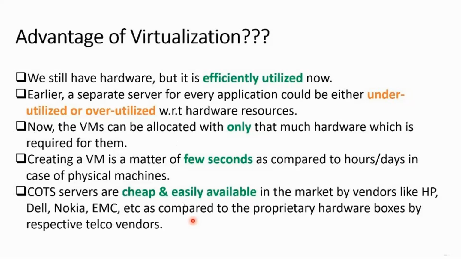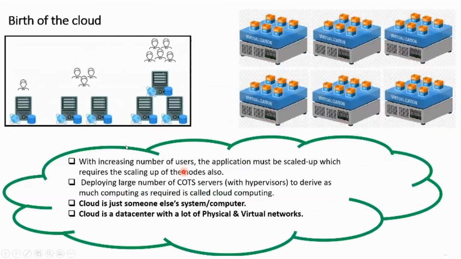COTS servers are cheap and easy, so that brings down the cost for many companies, and that's why big data came into existence, guys, because the data has grown big. Earlier, enterprises were using enterprise class servers and were not able to invest that amount of money. That's why they started using commodity servers, which is nothing but COTS. With an increasing number of users, the application must be scaled up.